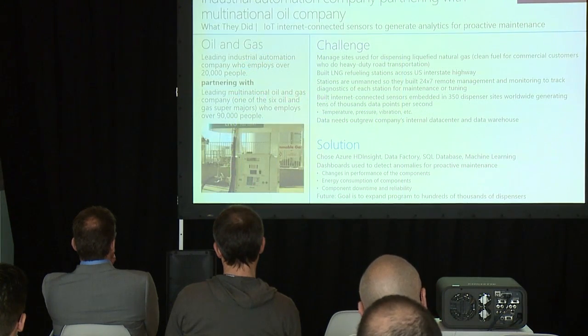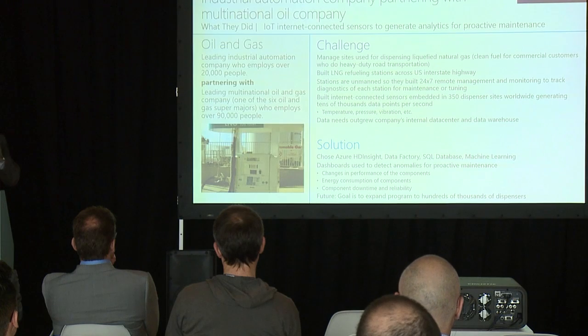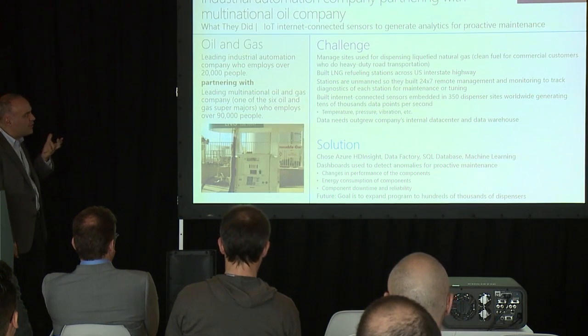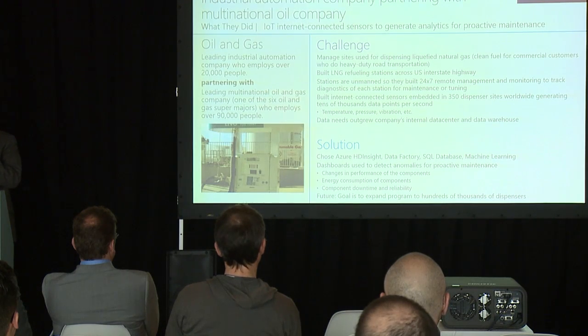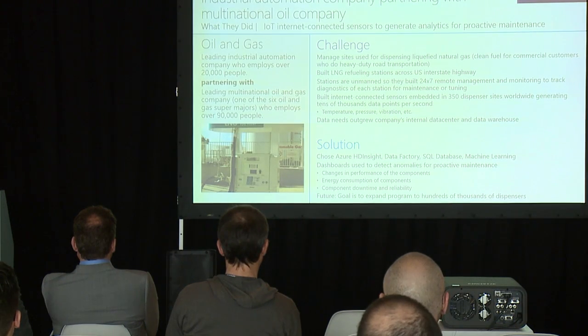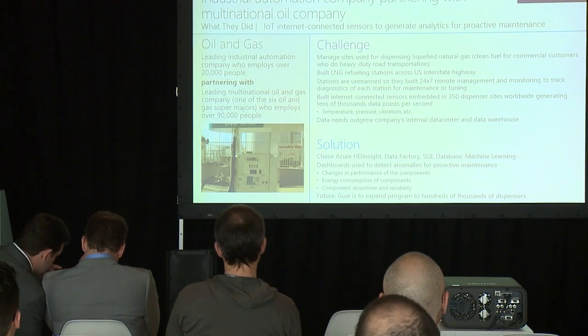The other one that I picked out here is one that's focused more on an IoT kind of situation with sensor data and analytics on that sensor data. So this is for an industrial automation company that works with oil and gas. This is a bunch of point of sales, basically pumps. These are unattended natural gas distribution sites. So they're refueling stations in the US. They're unmanned.